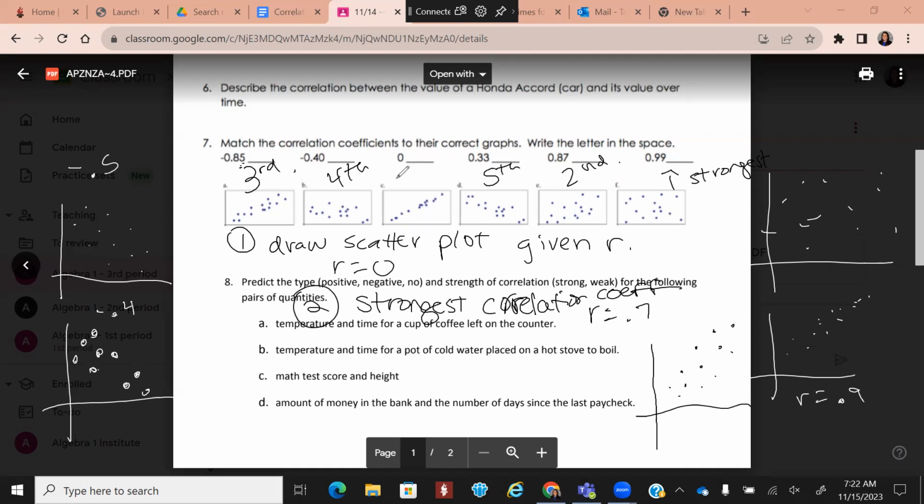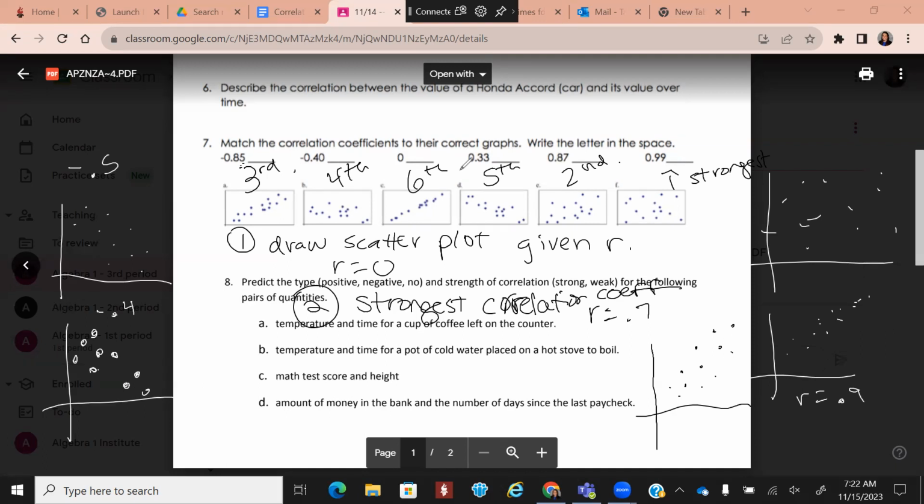Okay. 0.33. 0 would be our last one. 0 is the weakest. That's no correlation. Are there any questions over this? Can you draw a scatter plot? And then can you tell me which one has the strongest correlation coefficient? Okay, that is your mastery check.